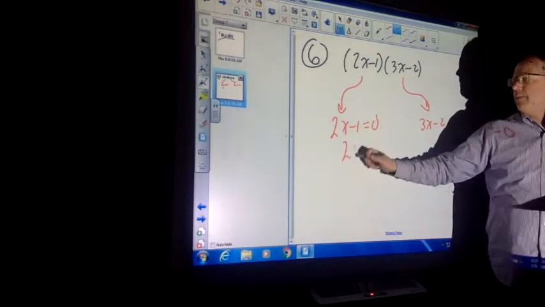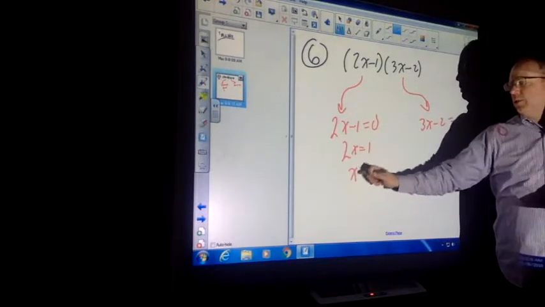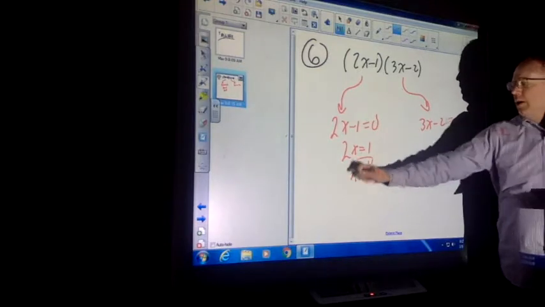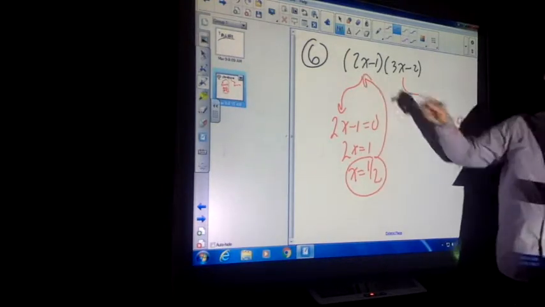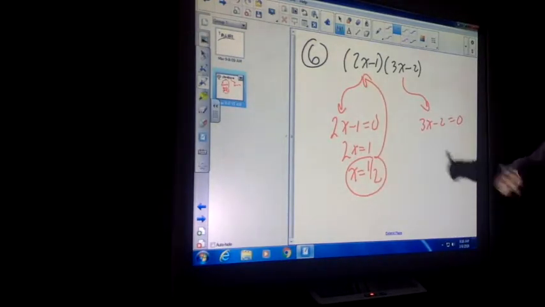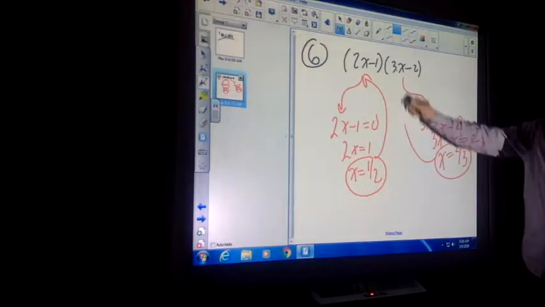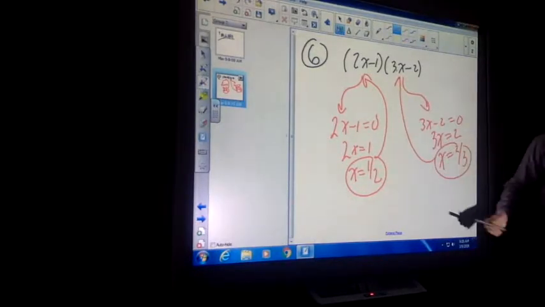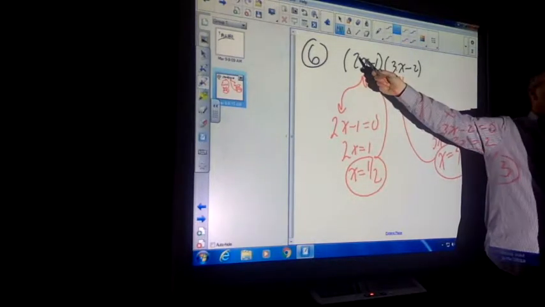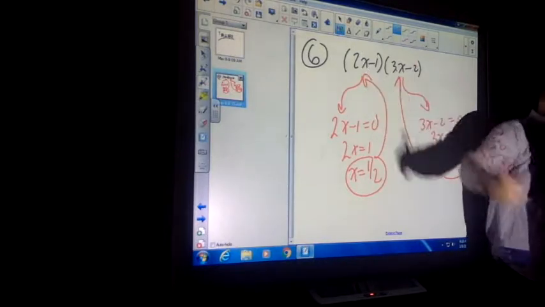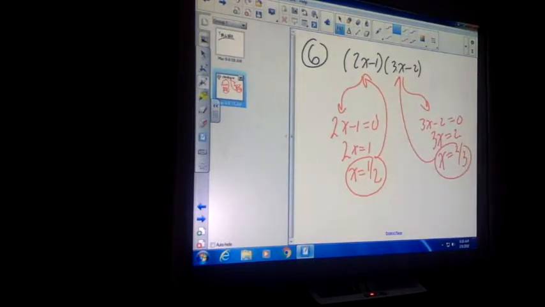So add 1, divide by 2. So if I plug 1/2 into this equation, that becomes 0. If I plug 1/2 into this one, it doesn't become 0, but 0 times something else is 0. And then this one, add 2, divide by 3. So on this one, if I plug 2/3 in, it becomes 0. If I plug 2/3 in this one, that's not 0, but this is 0 times something else. So that's what 1 through 6 deals with.